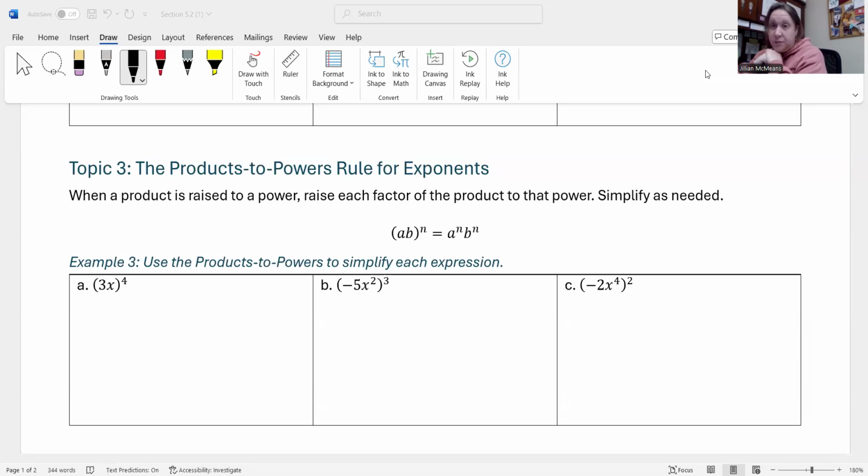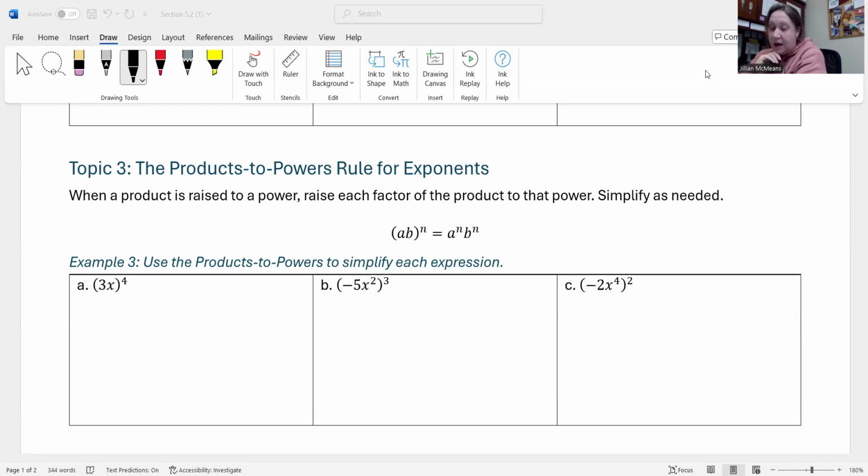So in this symbolic example, we have the product AB. It is in parentheses, it's raised to the n power. What we do is we take A and raise it to the n power, and then we take B and raise it to the n power. So let's go ahead and just jump into our examples here.